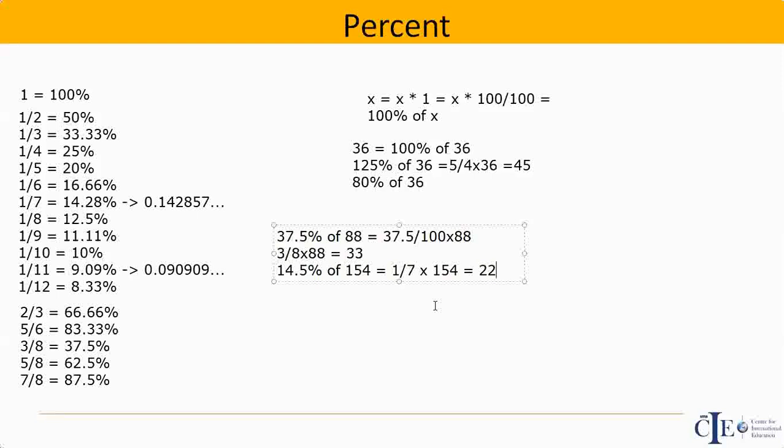If the question was not 14.5%, but actually 14.2%, the question being find 14.2%, then finding 1 by 7 would be slightly greater, because I'm finding 14.28 where I need only 14.2. So 22 is slightly more than the required answer, and in that case, I would have marked an option slightly less. So whenever you are approximating, you always see whether you've approximated on the higher side or the lower side, and accordingly choose your option.